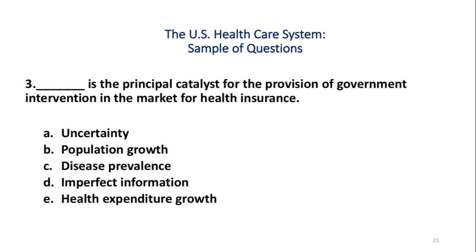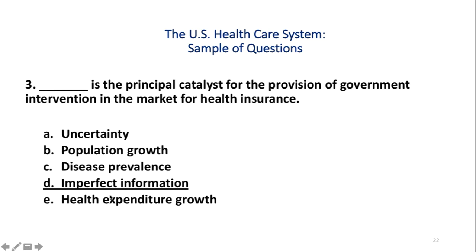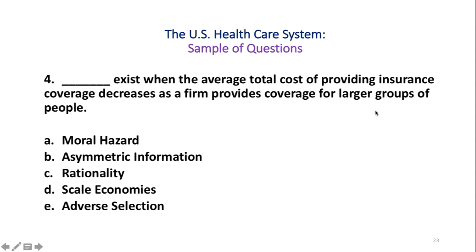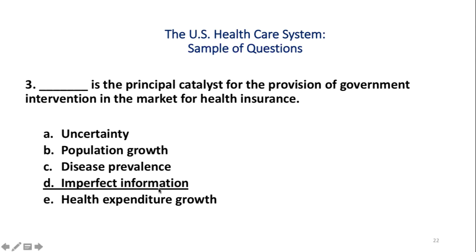So the question here would be, what is the principal catalyst for provision of government intervention in the market for health insurance? Is that uncertainty, population growth, disease prevalence, imperfect information, or health expenditure growth? Which one is that? Yes, it is imperfect information, the main reason for government intervention. Especially, we are talking about imperfect information for patients compared to the providers.